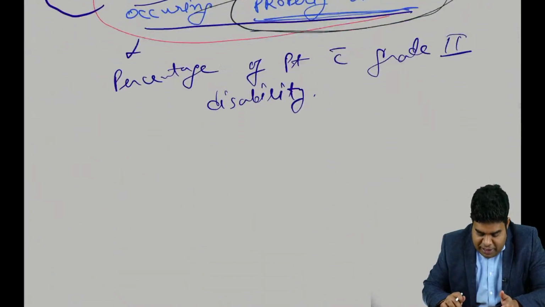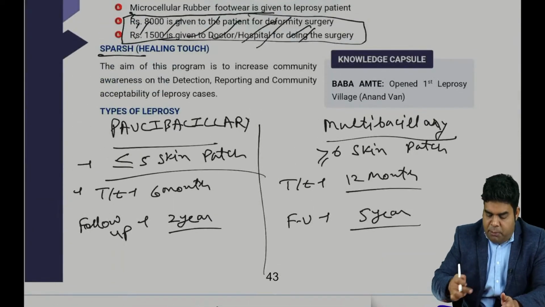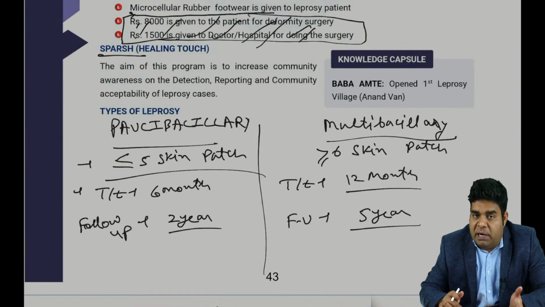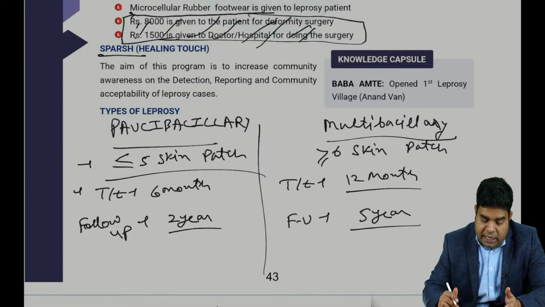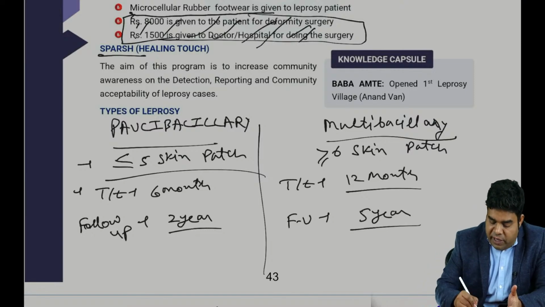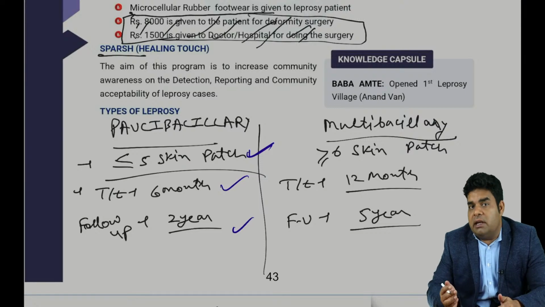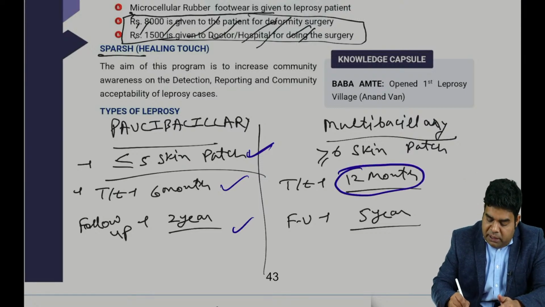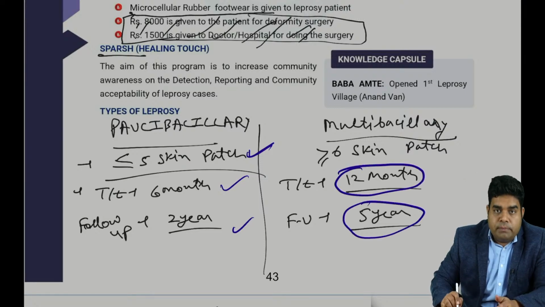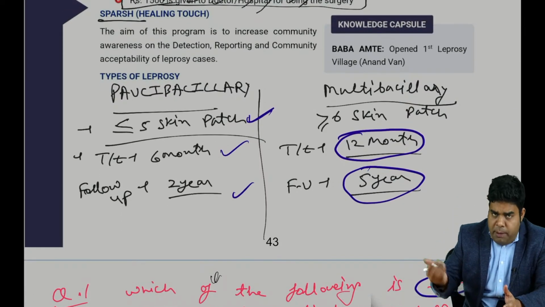Okay. Now let's discuss some of the points in multibacillary leprosy which they ask in exam. One thing which we were discussing is paucibacillary is less than or equal to 5 skin patches and the treatment duration is only 6 months. Follow-up is 2 years. But with multibacillary, the treatment is of 12 months and follow-up is of 5 years. And this should be more than 6 skin patches.